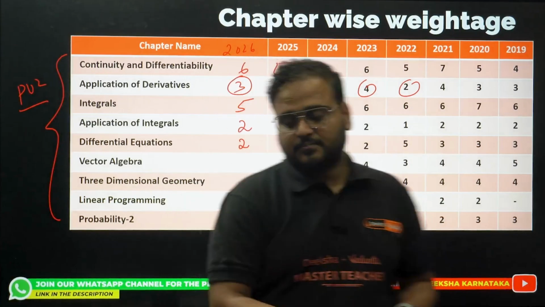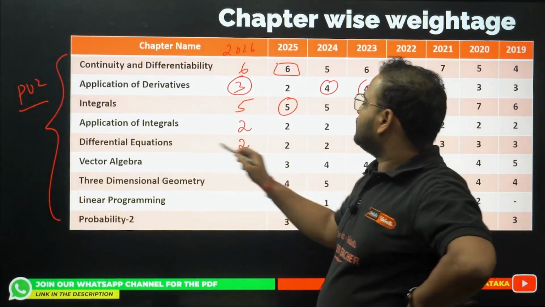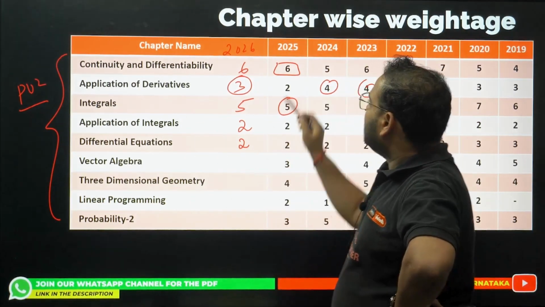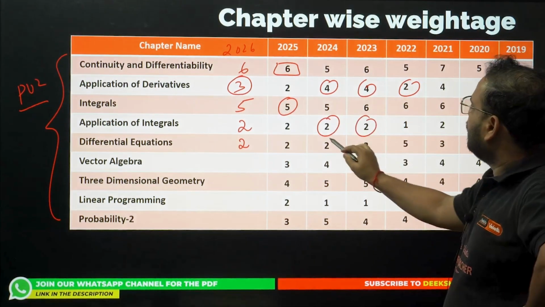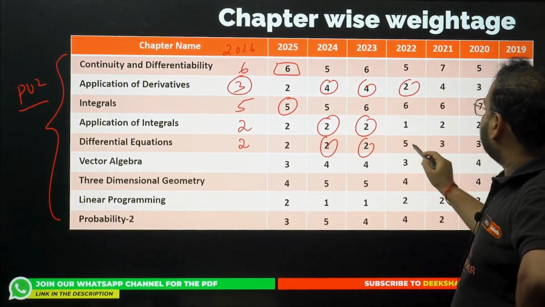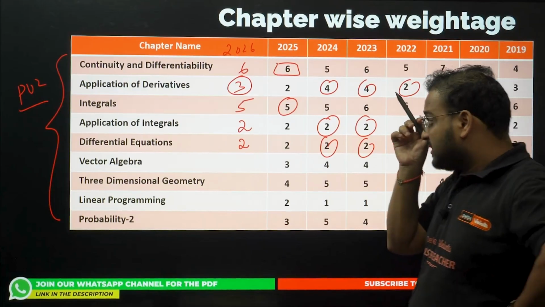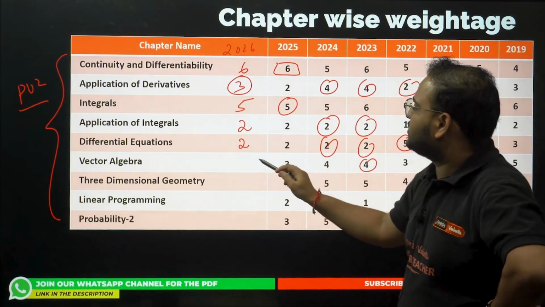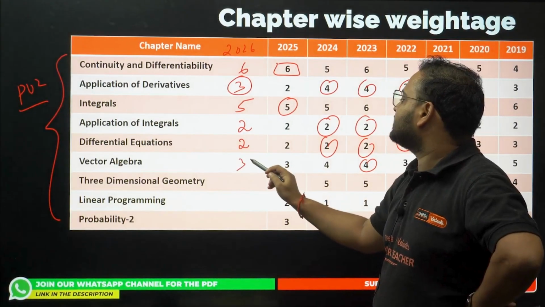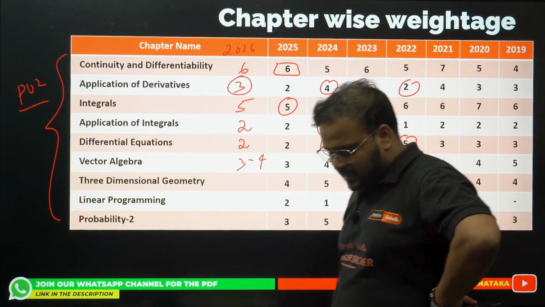Okay, check this out. Differential equations also had 2 questions, AOI also had 2 questions in the last year, and the trend remains almost the same: 2 2 1 2 2 2 2 5 3 3. Why is this 5 and 3? Because some portion has been taken off. Check here, 4 4 3 3. So the same 3 questions can be expected from here. 3 to 4 marks in vector algebra can also be expected this year.